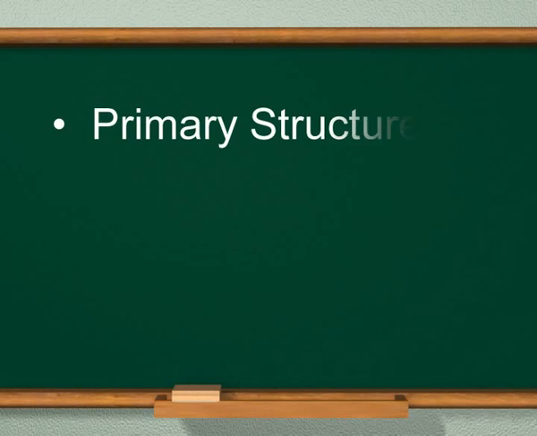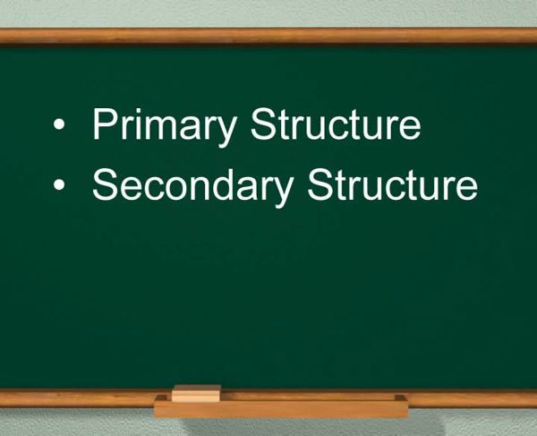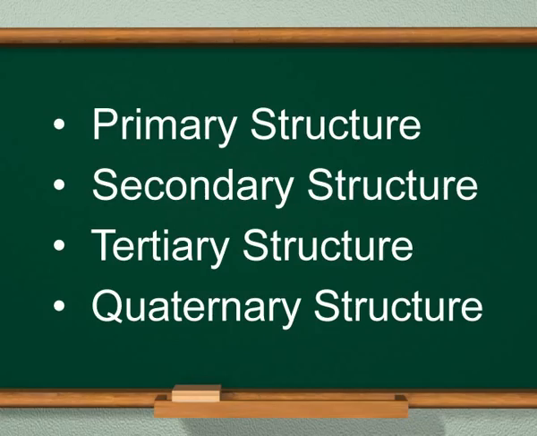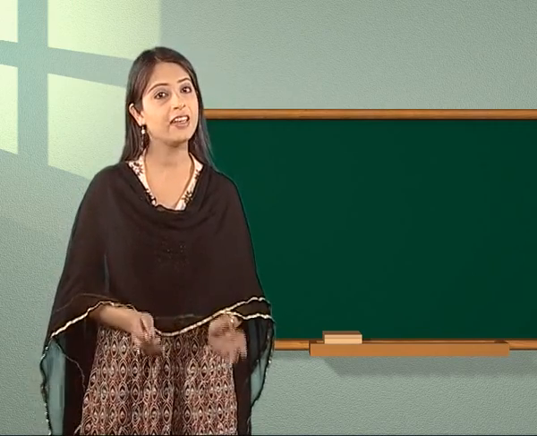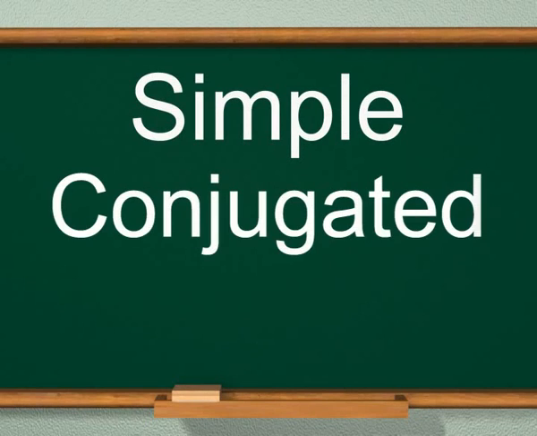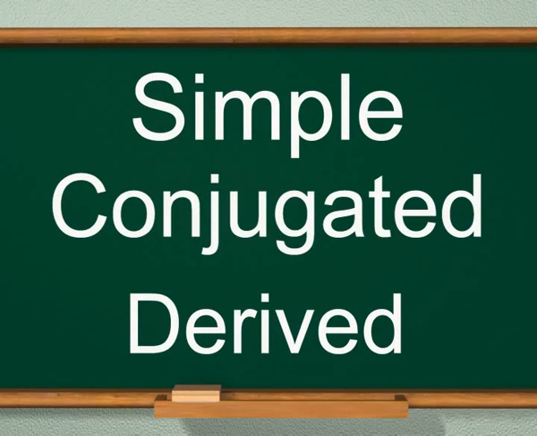This is primary structure, secondary structure, tertiary structure, and quaternary structure. Proteins can be classified on the basis of composition, functions, shape, and nature of molecules. On the basis of composition of molecules, proteins can be simple, conjugated, and derived proteins.